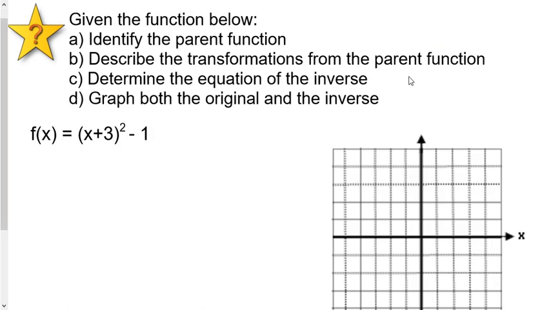All right, so let's try putting a whole bunch of this together with a quadratic. Here's a function below. F of x is x plus 3 squared minus 1. We're going to identify the parent function. We're going to describe the transformations from the parent function. We're going to determine the equation of the inverse. And we're going to graph both the original and the inverse on our graph. I think it might be a good idea right now to stop the video, see how much of this you can do on your own. Okay, you're back. After giving this a shot, let's jump in.